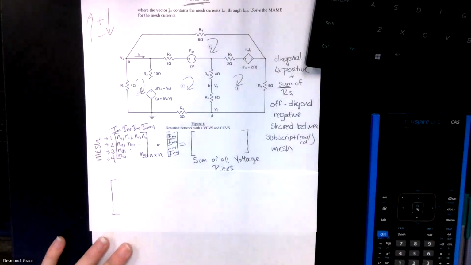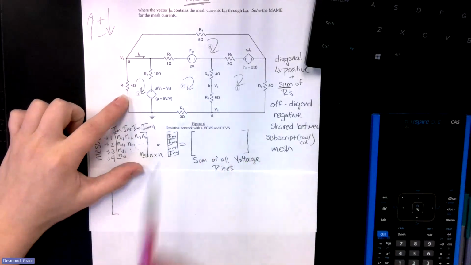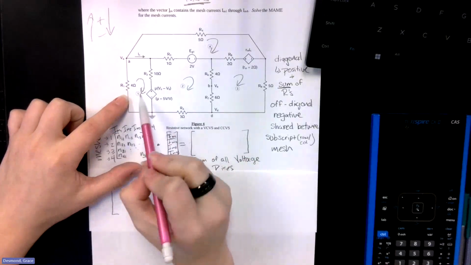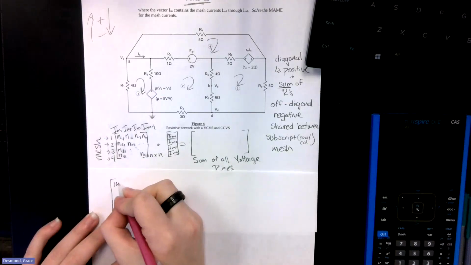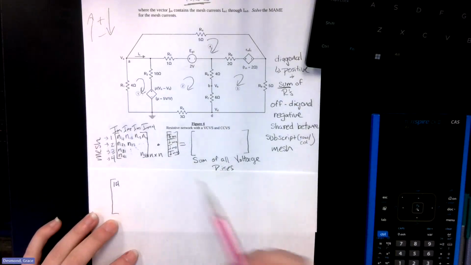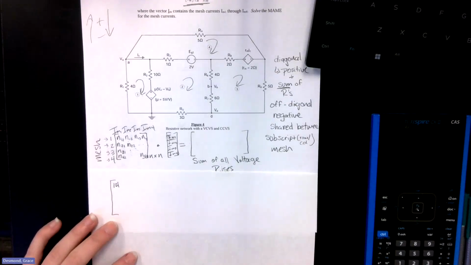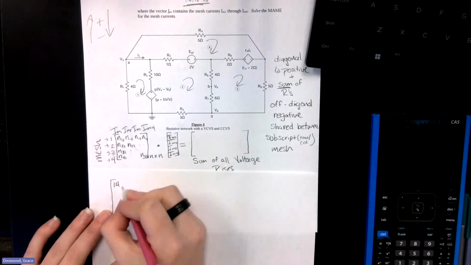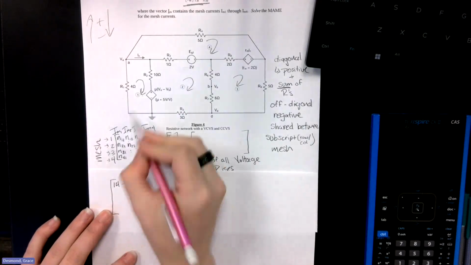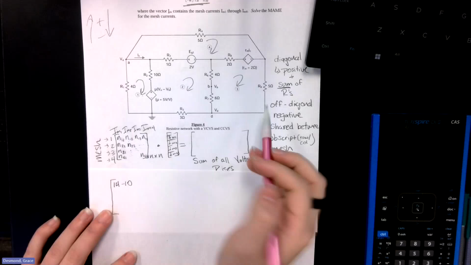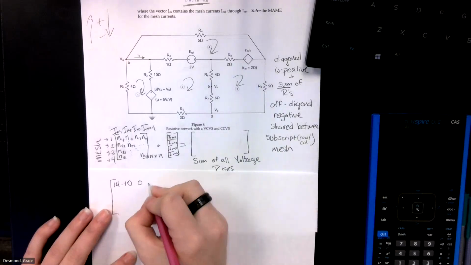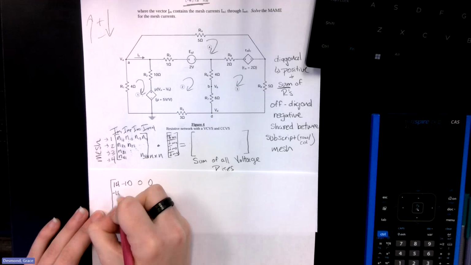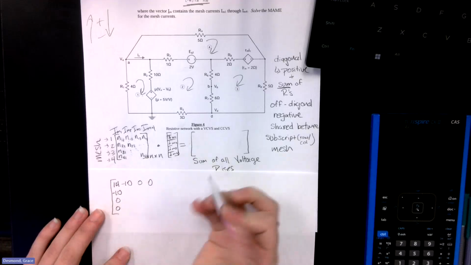So 1,1. What is the sum of the resistances in mesh 1? 14. Beautiful. So now, what's this next element going to be? Perfect. This is what is shared between mesh 1 and 2. What's shared between 1 and 3? 0, and 1 and 4. Perfect. All right. -10, 0, and 0.